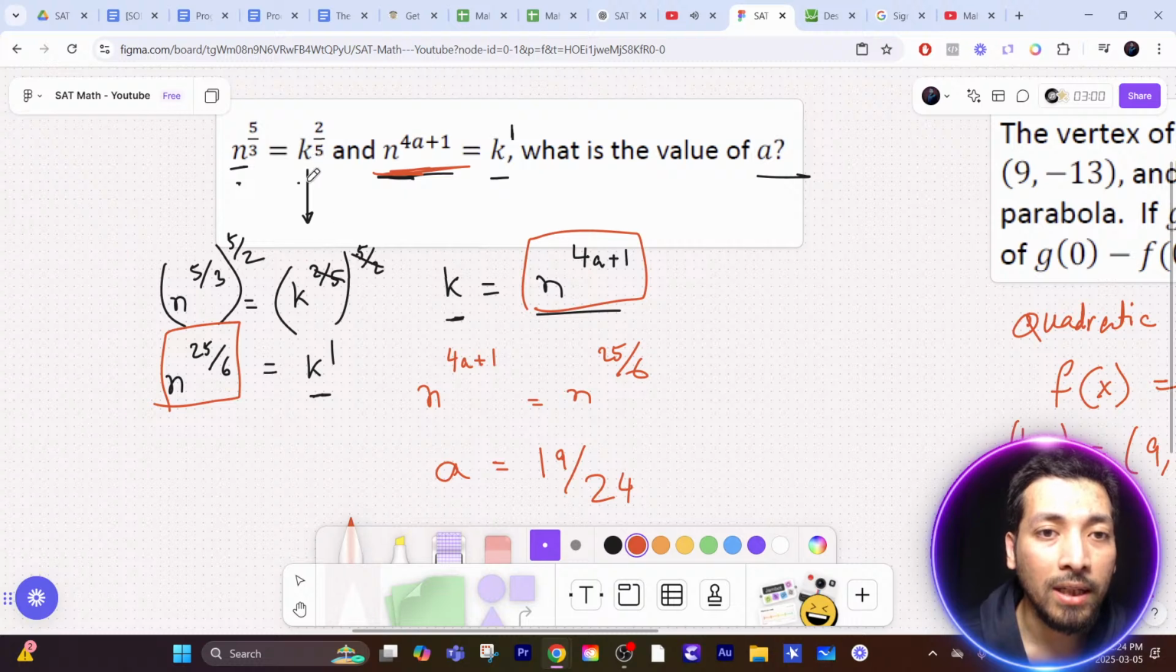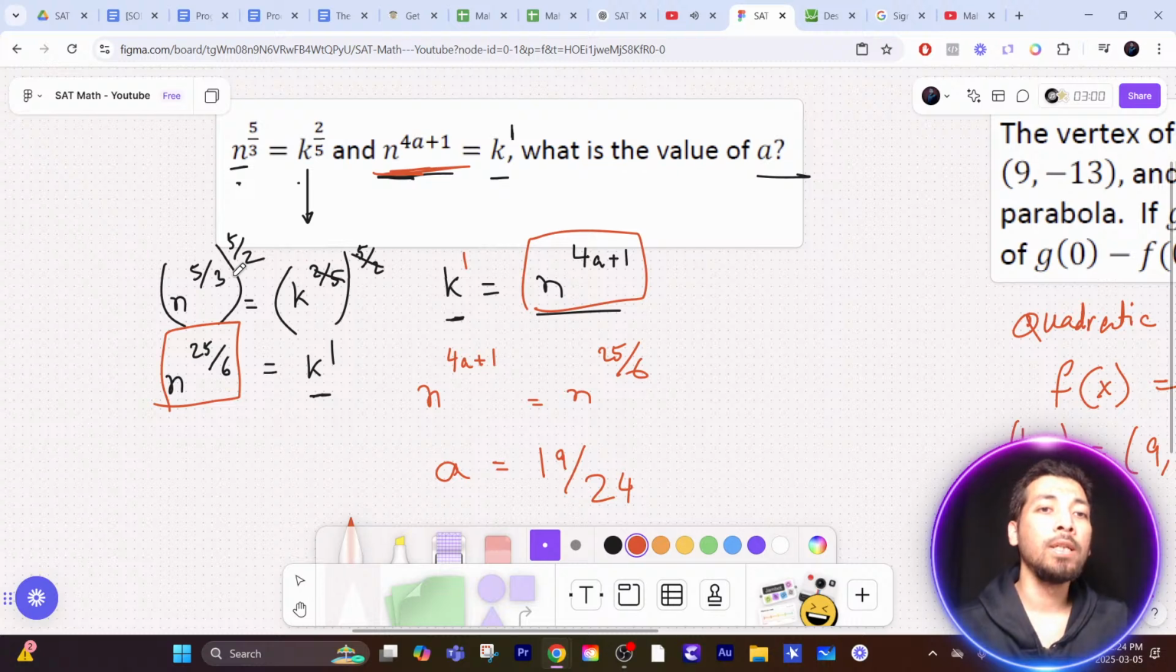So what I need to do here is I basically need to convert this k to the power of 2 over 5 into k to the power of 1. And to do that, I just need to multiply this exponent with its reciprocal, which is 5 over 2. And I need to do this on both sides. So take exponent of 5 over 2 on both sides. So power of a power, we have to multiply these two numerators. So it's 5 times 5, which is 25. 3 times 2, that is 6.